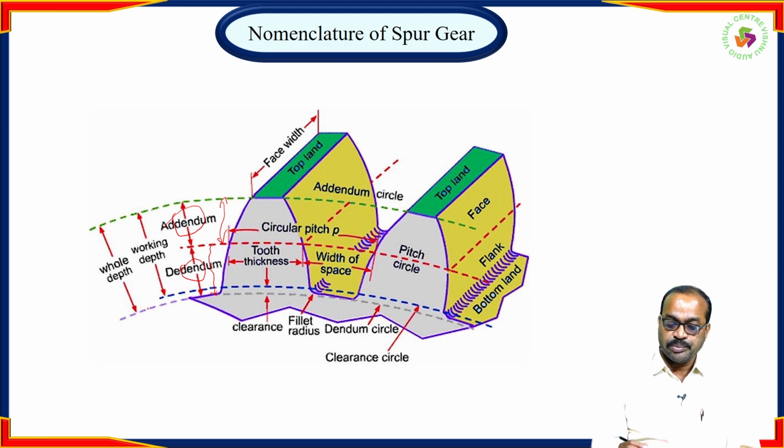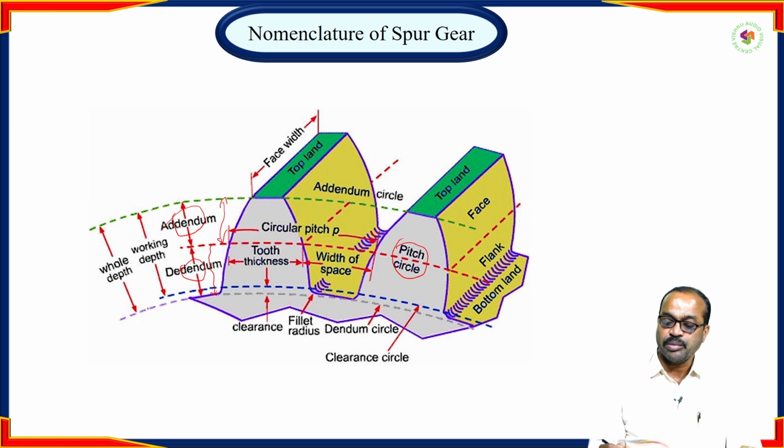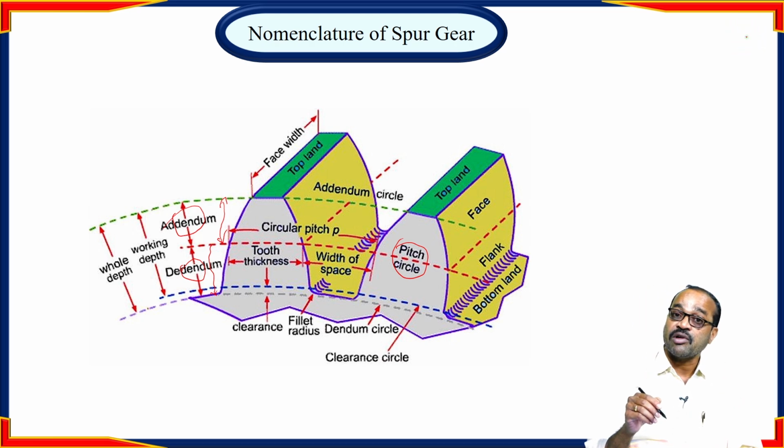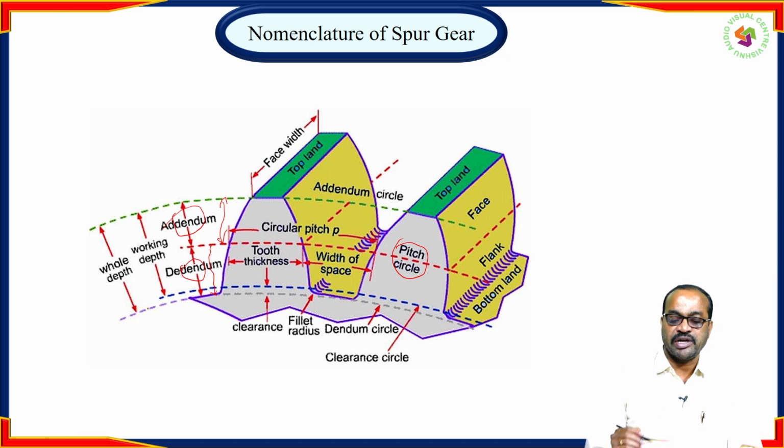Next one is pitch line. You can see the pitch line here. We call it an imaginary line. Okay, you cannot get any visual of that. That is why we say it's an imaginary line, but it is used to identify the center of the teeth. From that, the distance to the top and the distance to the bottom give us the addendum and dedendum.